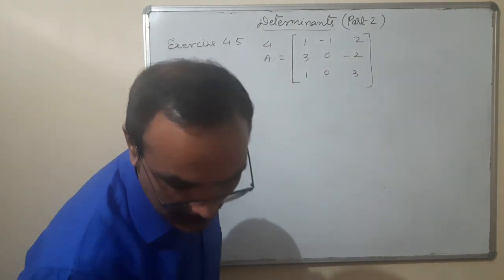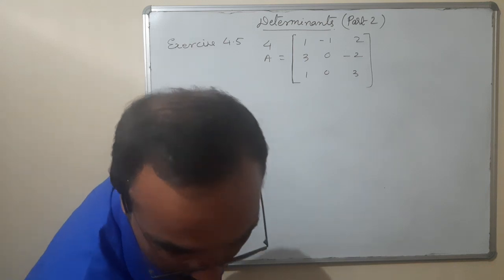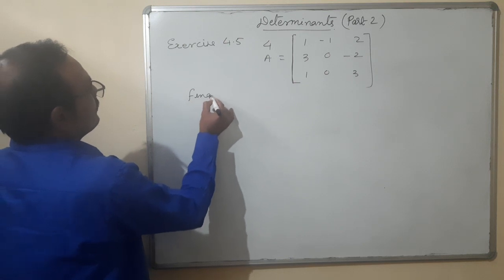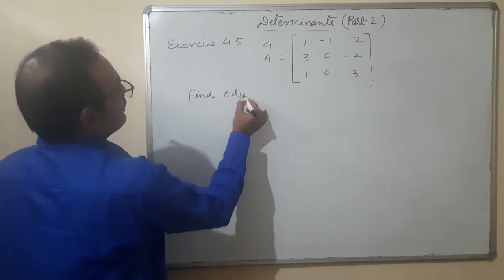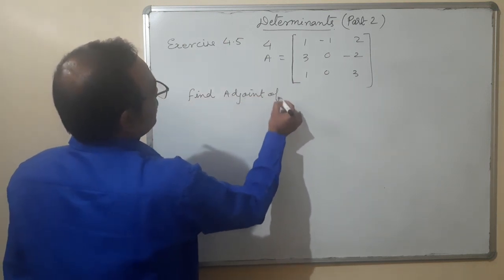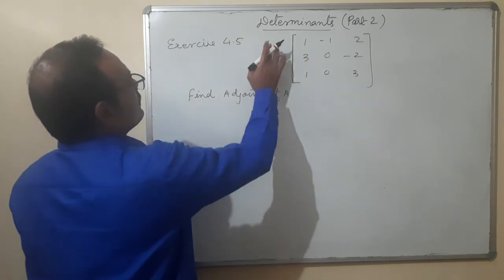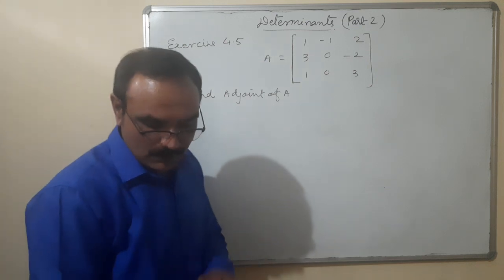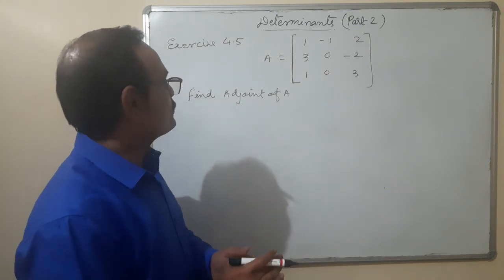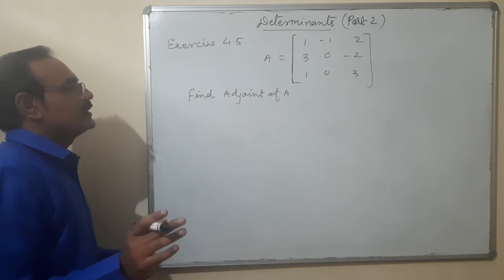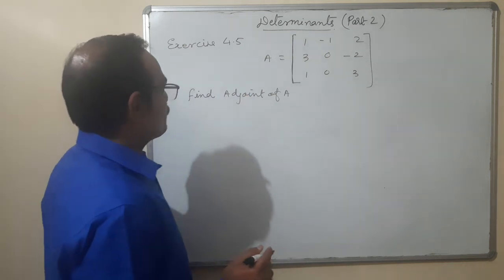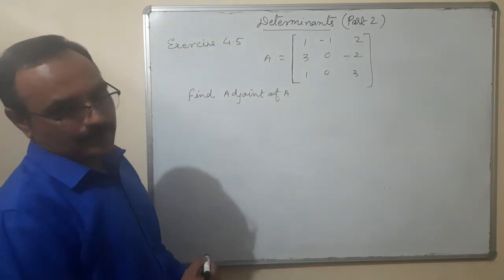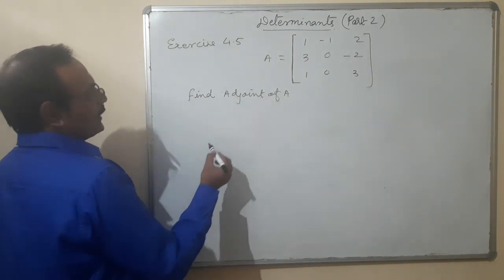The question is: find adjoint of A. I am not writing the question number. Actually, in question number 4, they are asking to verify that A into adjoint of A is equal to adjoint of A into A is equal to determinant value of A into I. But in this question, I am finding the adjoint of A. So adjoint of A is equal to what?